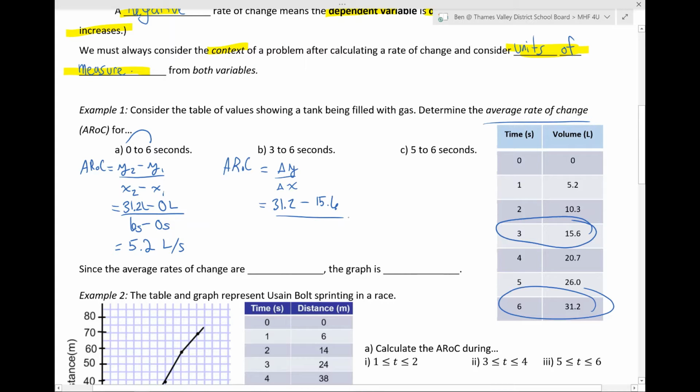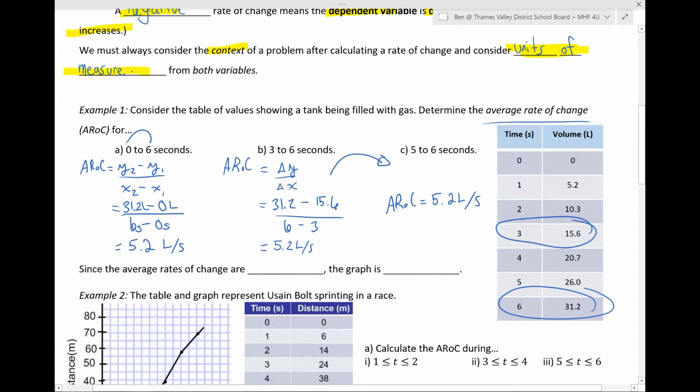Nice and straightforward. All divided by 6 seconds minus 3 seconds. And this brings us here. Once we throw that into our calculator, we should find it again equals 5.2 liters per second. Now I want you to go on and calculate that from 5 to 6 seconds. You can pause the video here and find that. You should find that our average rate of change equals, again, 5.2 liters per second.